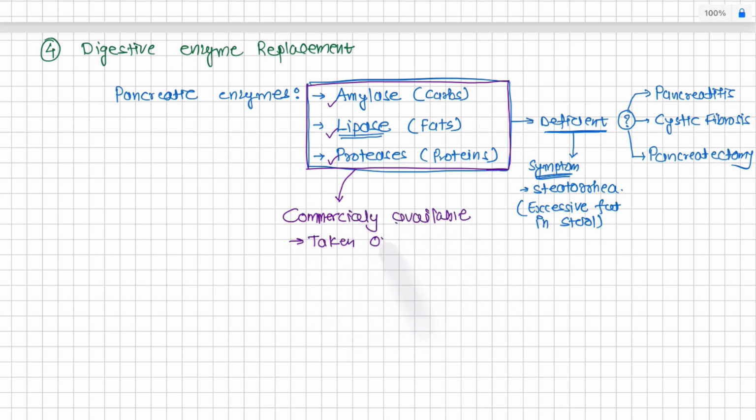Fortunately, these digestive enzymes, amylase, lipase, and proteases, are commercially available as a pharmaceutical preparation. They can be taken orally as a replacement therapy to help a patient digest their food properly. By this, it significantly improves the quality of life as well as nutritional status.